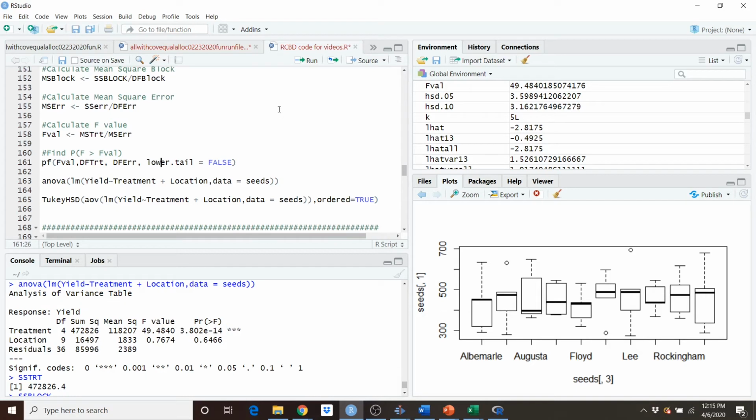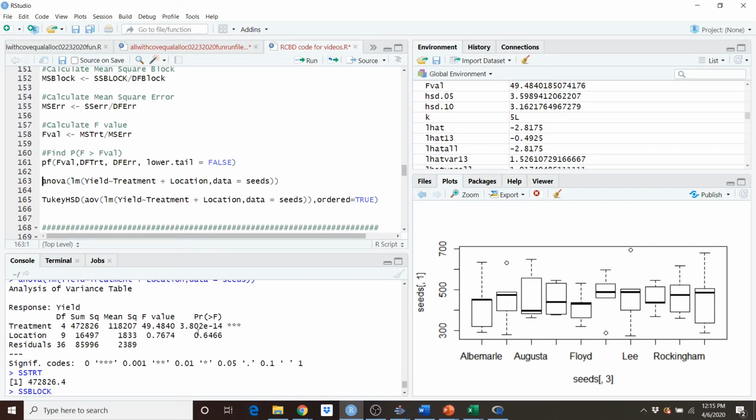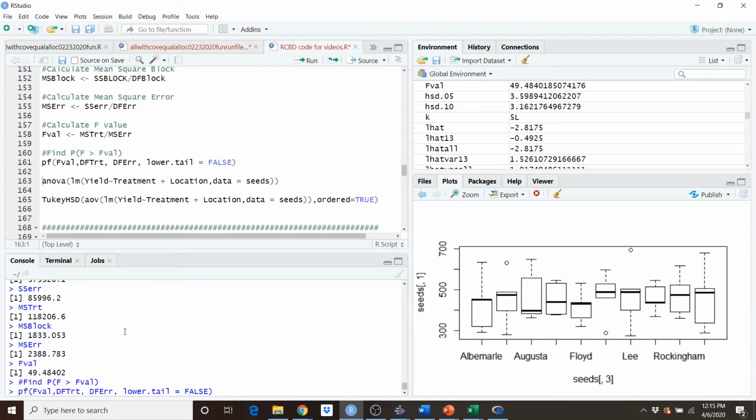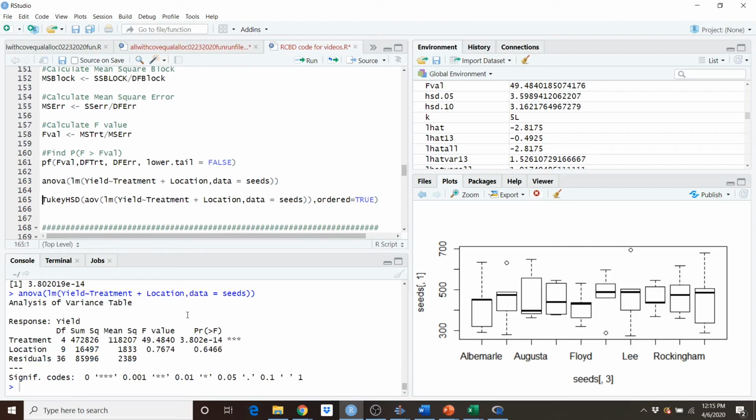And what did we say we got? 3.802019 e to the negative 14, 3.802 e to the negative 14. So notice these are similar. These two values that we get in our ANOVA and with our algebra are the same. So what does this tell us? Well, let me rerun this ANOVA statement again. What this tells us is that it looks as though we do have differences in our treatment.